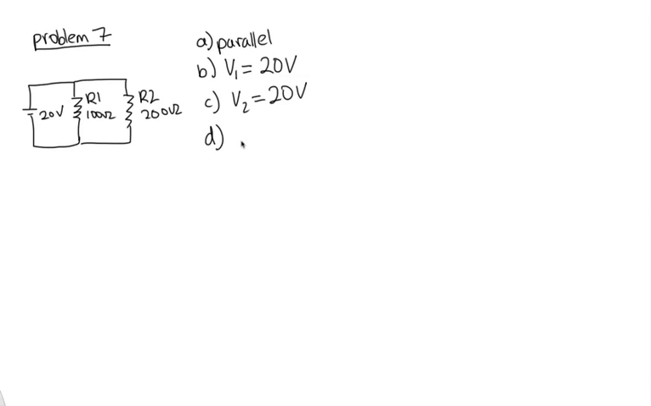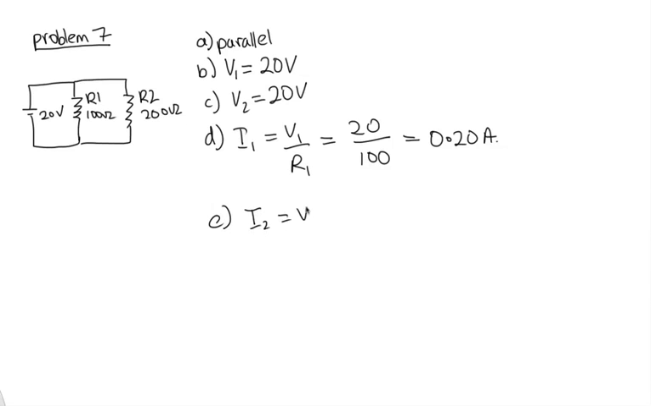Part D asks us to calculate the current through R1. So we know that I1 is equal to V1 on R1, just from Ohm's law. So this is 20 over 100. And so this is equal to 0.20 amps. And in part E, we're asked to calculate the current flow through R2.